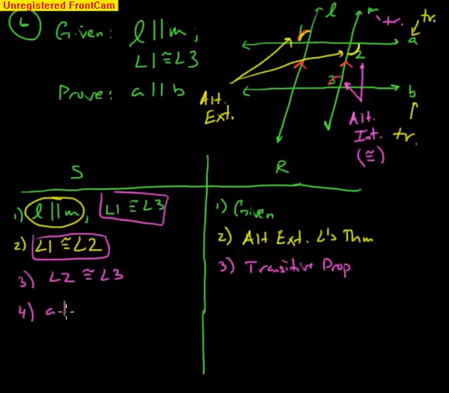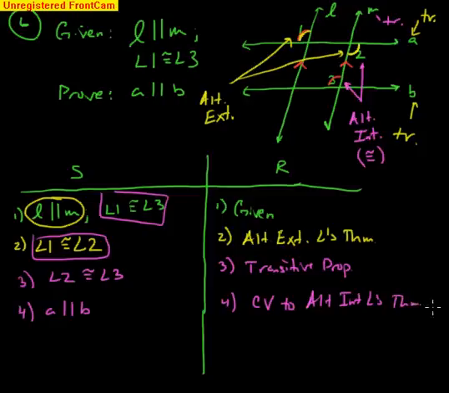Step 4. A is parallel to B. Because we had alternate interior angles congruent, we're proving lines parallel, converse to the alternate interior angles theorem. There's the proof. Very easy, or easier, I won't say very easy, easier if there's no supplementary ideas. Alright, so there's the second proof.